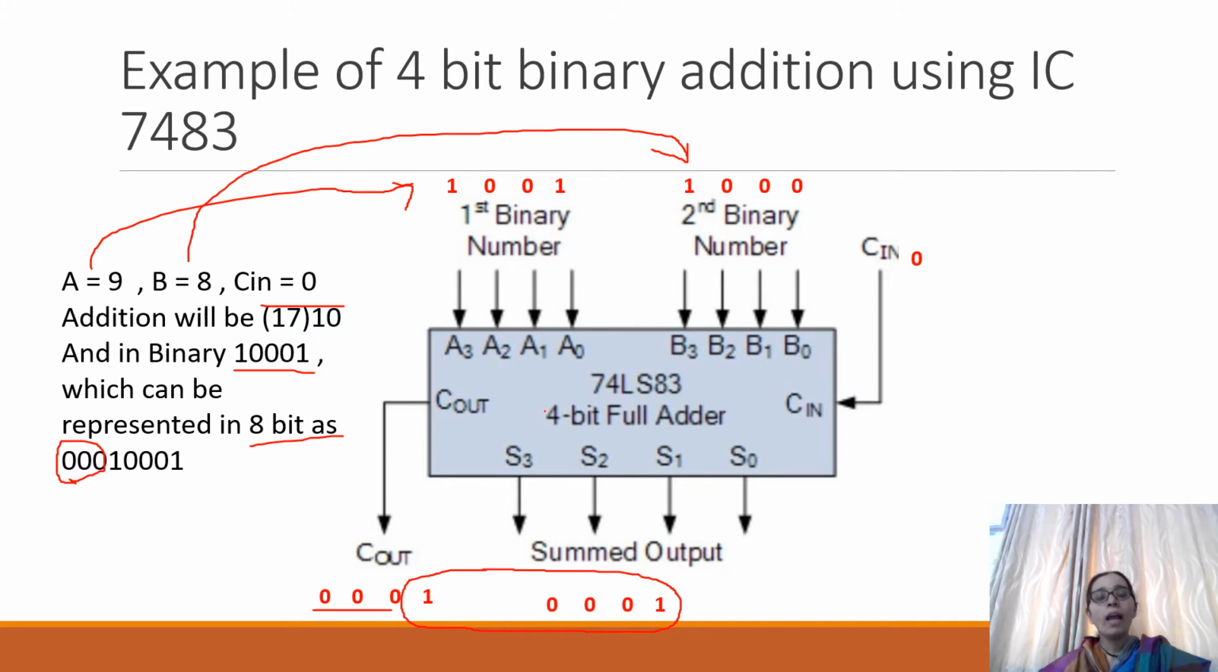So you can have another example also, that is you can assume any number of your interest. Say suppose A is 4 and B is 3. So 4 plus 3 output will be 7 and no C out will be there. So this is the example of 4-bit binary addition using IC 7483.